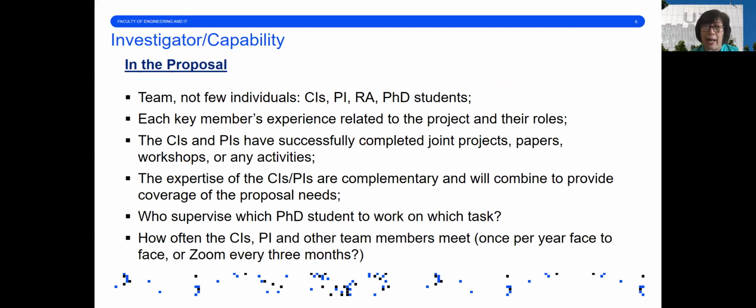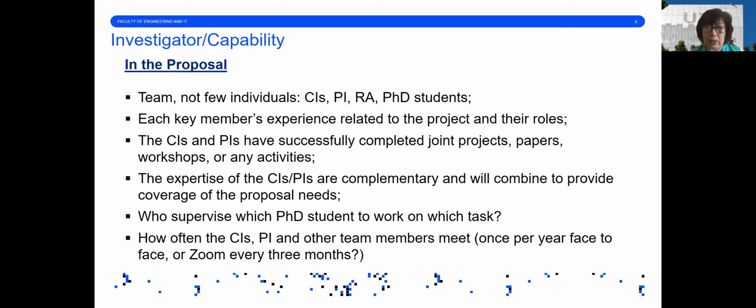Okay, so another part also very important to show your capability, and that is in the proposal. The two parts, you can have a little overlap, but try to use different sentences and different descriptions. Both together, people will consider to evaluate your capability.